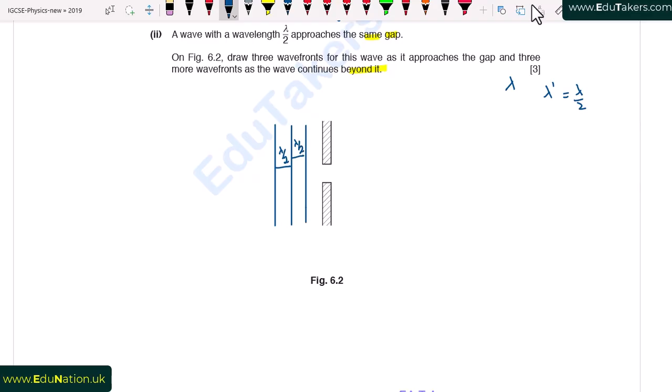When they pass through this gap, they will bend into circular shape. But their bending will be very small as compared to figure 6.1. So we have to take care that this distance also be equal to lambda by 2.